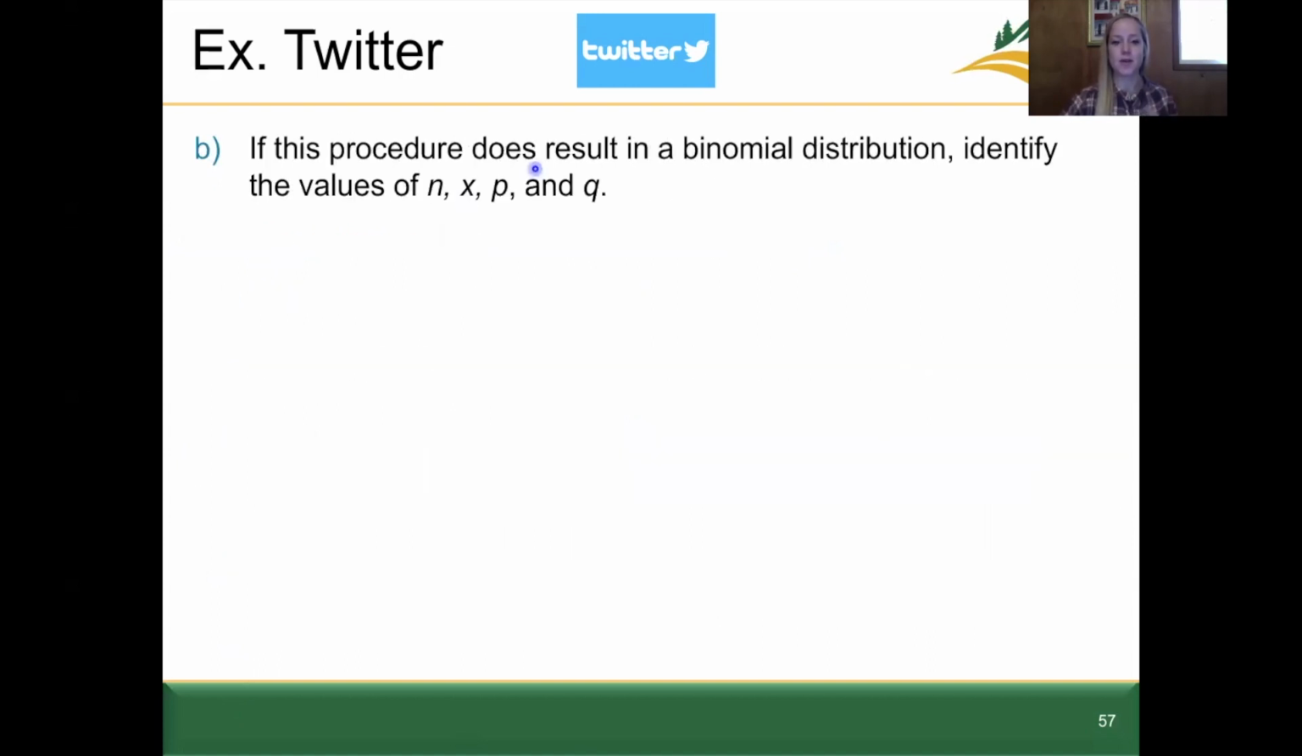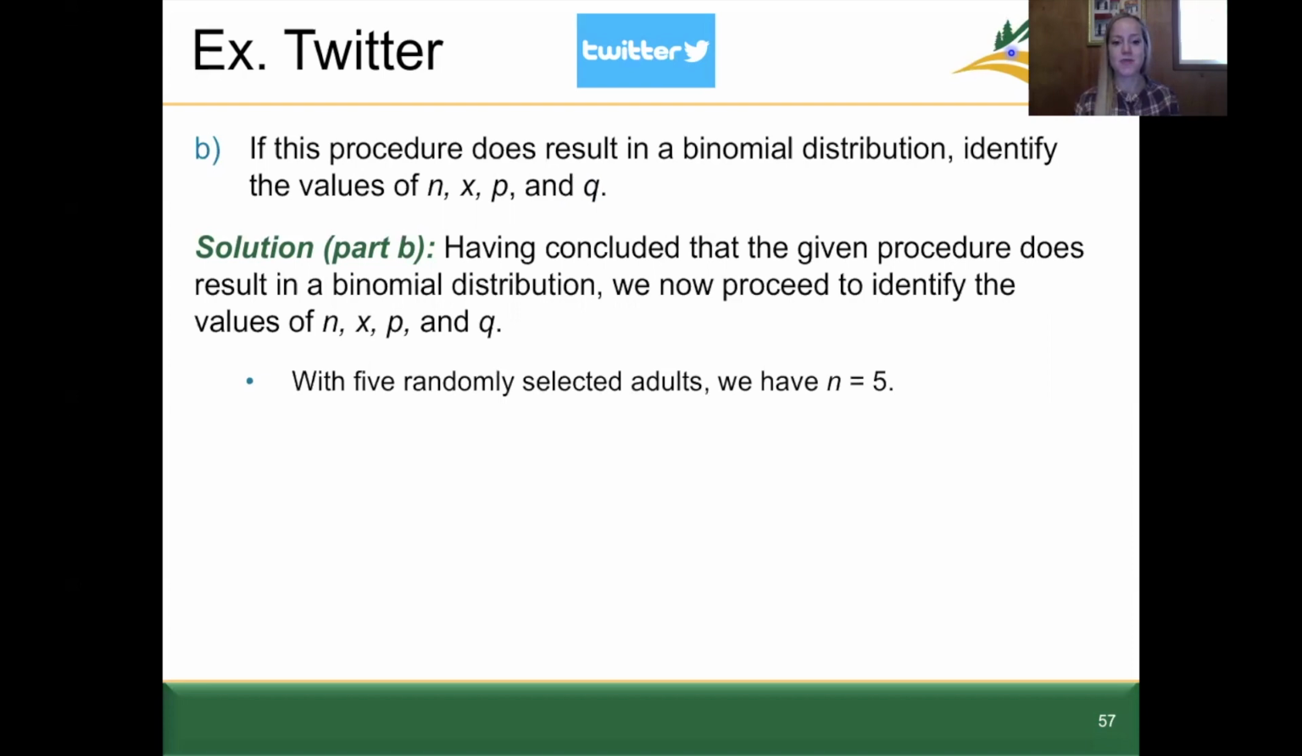So think about what n, x, p, and q might be. Using the notation we just learned about, n is the number of fixed trials. So we have 5 different people we're going to select. That's how many trials we have. We're going to ask the first person, the second person, third, fourth, and fifth if they know what Twitter is. Those are our 5 fixed trials.